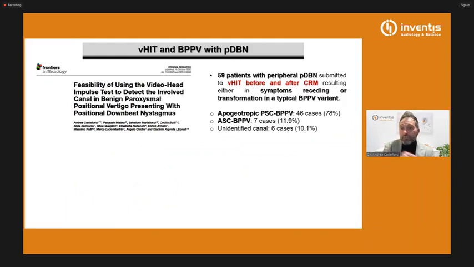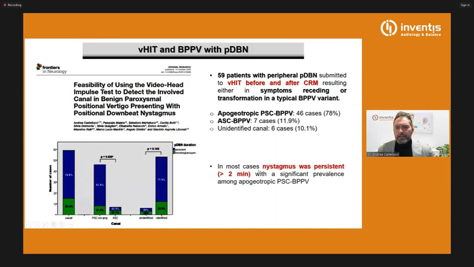What we found is something different, because we made a multicentric prospective study. We involved almost 60 patients with peripheral positional downbeat nystagmus, and we performed video head impulse tests before and after repositioning maneuver, after symptoms receding or transformation in typical BPPV variants. And we found that most of the cases were apogeotropic posterior canal BPPV.